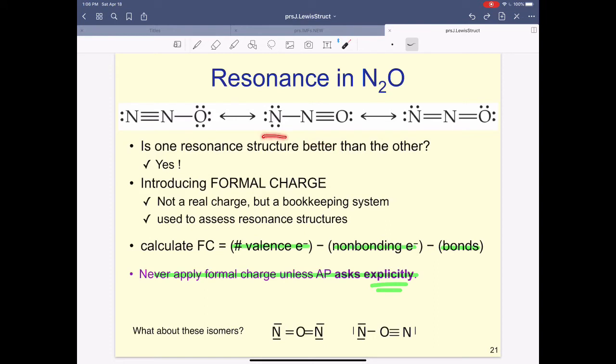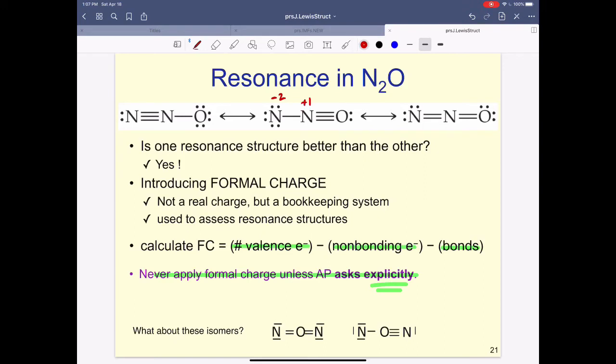If we consider the nitrogen on the left, nitrogen has 5 valence electrons. Subtract 6 for the non-bonding electrons surrounding it. Subtract 1 more because of the bond that is attached, and we'll end up with a formal charge of -2. 5 minus 6 minus 1, -2. The nitrogen in the middle has 4 bonds around it. 5 minus 4 will result in a +1.